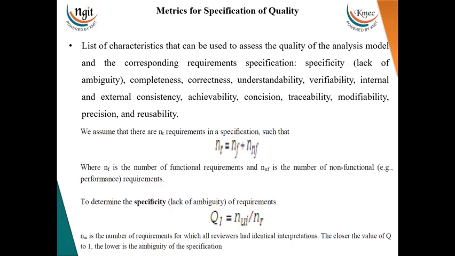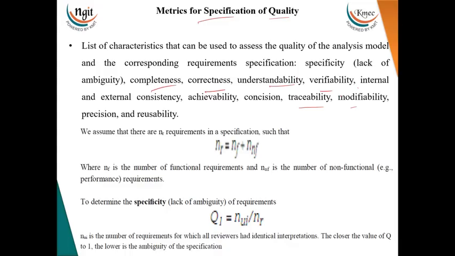specification of quality. Now we talk about the metrics for specification of quality. We measure how good the requirement and analysis documents are. These metrics evaluate aspects like completeness, clarity, and consistency. The key qualities are completeness, correctness, understandability, verifiability, traceability, modifiability.